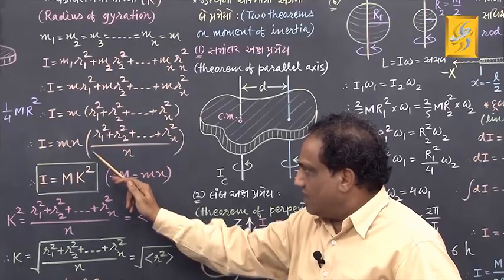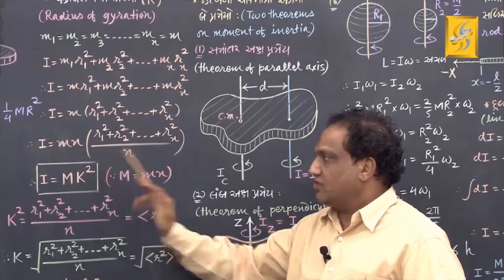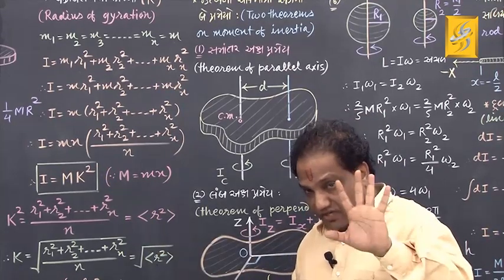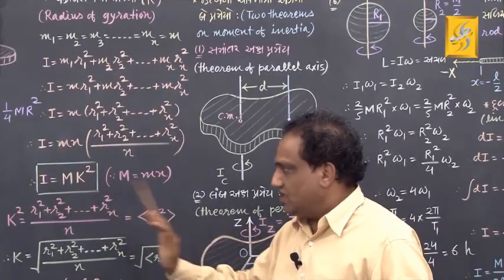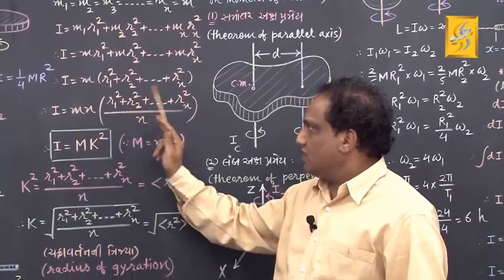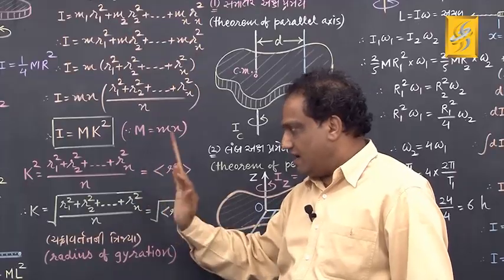But now in place of this whole bracket, I am just putting k square. This bracket is replaced by k square. So immediately below this you must write where k square is how much? k square equals r1 square plus r2 square plus ... plus rn square upon n.